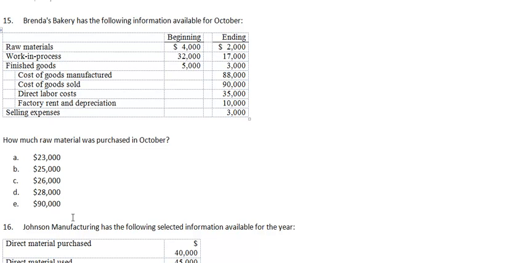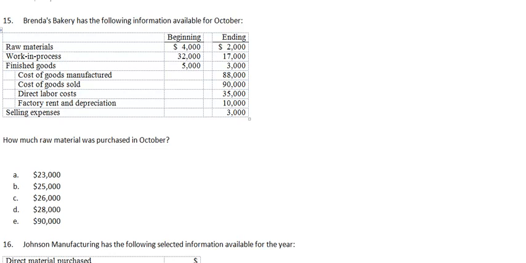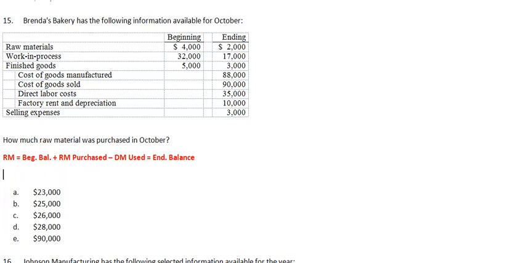15 is just asking about raw materials. So where we're looking at raw materials, we want to look at the raw materials account. Beginning balance plus raw materials purchased minus direct materials used is going to leave you with an ending balance. Okay, so what do we know about raw materials? We know that the beginning balance is $4,000. We don't know what we purchased. That's what we're looking for.